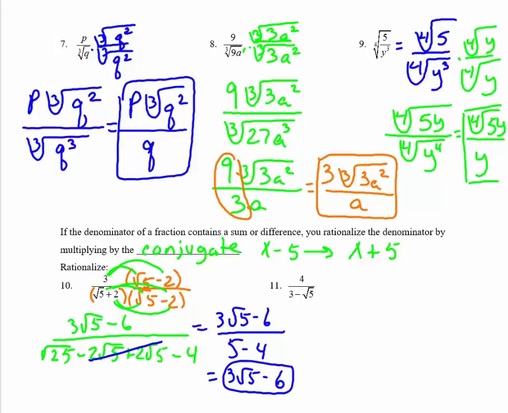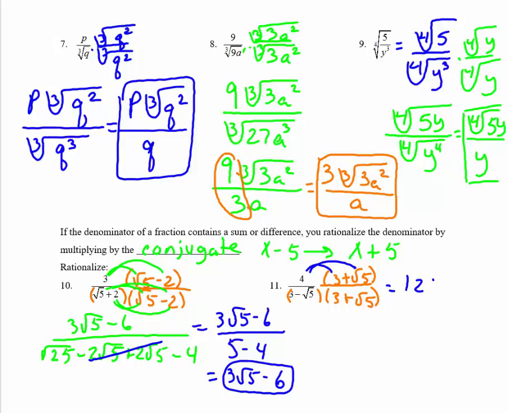Number 11. 4 over 3 minus the square root of 5. Again, it's a binomial, so we're going to need to multiply by the conjugate. And the conjugate of 3 minus the square root of 5 is 3 plus the square root of 5. So we'll distribute the 4 on top. 4 times 3 is 12.